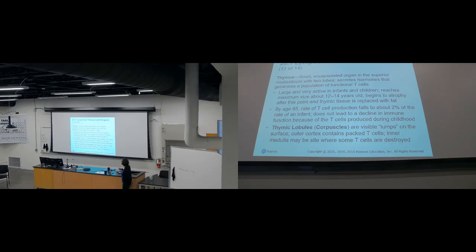It reaches its maximum size around 12 to 14 years old, and after this point, the tissue of the thymus is replaced by fat. So by age 65, the production of mature T cells drops dramatically in comparison to an infant.